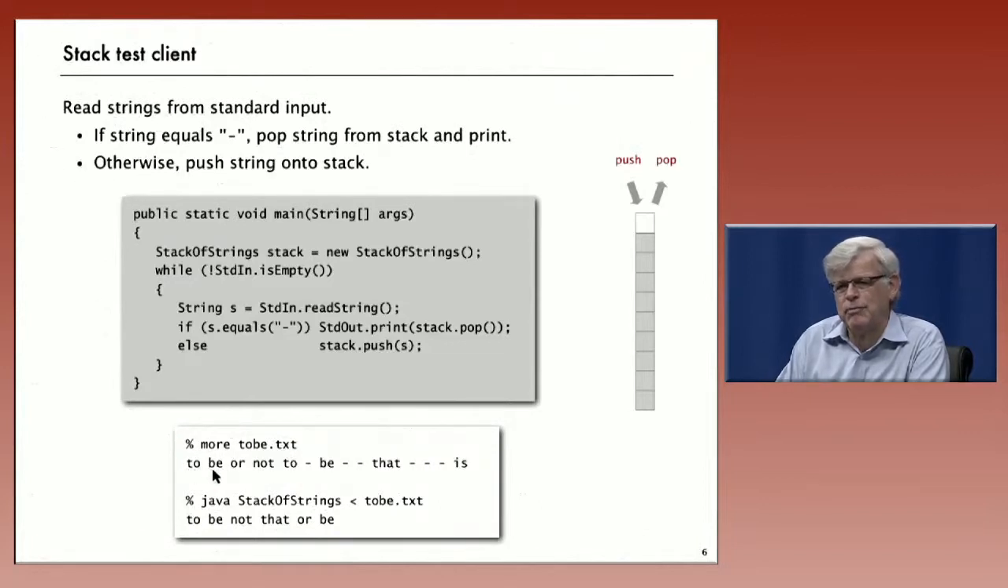So in the example down below here, if we have this file called tobe.txt, then what the client will do is push to, be, or, not, to all on the stack. Then when it comes to this hyphen, it'll pop the most recently inserted item, which is 'to' in this case. Then it'll put 'be' on the top of the stack, and then pop the top item on the stack, which is now 'be', and then pop the item most recently added. 'be' is gone, 'to' is gone, so the next is 'not', and so forth. So this is a simple test client that we can use to test our implementations.